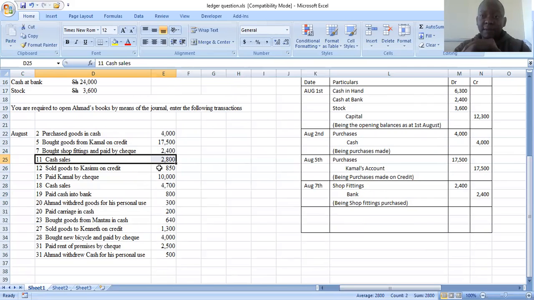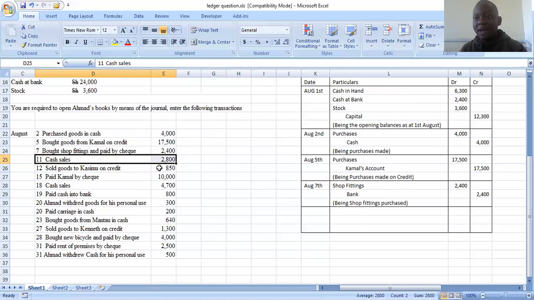What type of accounts are they? Cash is an asset, and then the other account is sales. Sales is a revenue. Cash is an asset and sales is a revenue. And then the third question to be answered is which account is to be debited and which account is to be credited. So in this case, cash will be increasing.